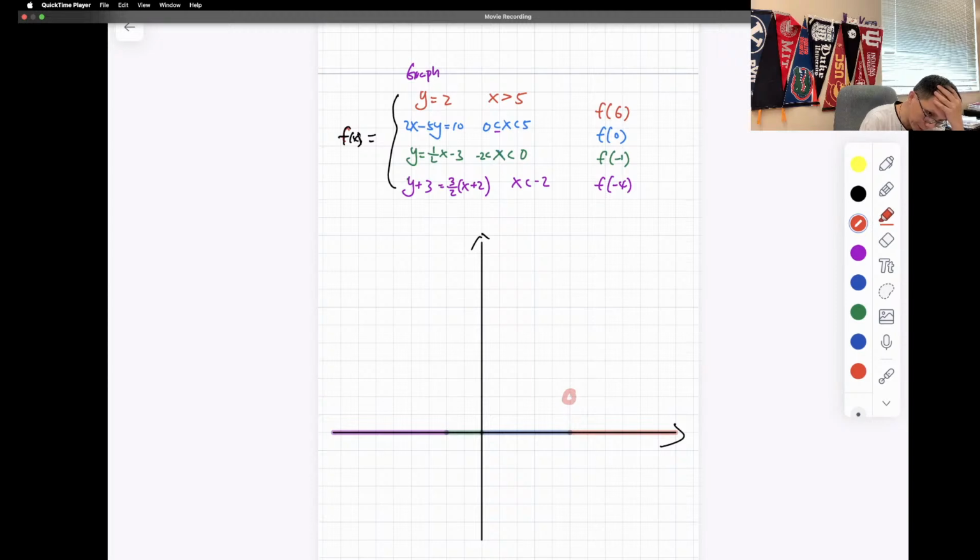Make sure your graph must pass the horizontal line test. I mean vertical line test. I'm so sorry.